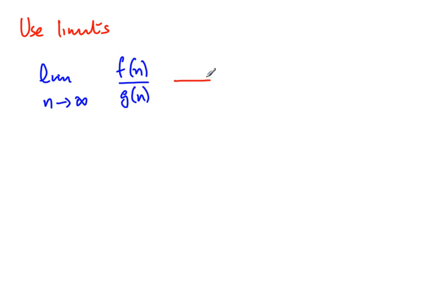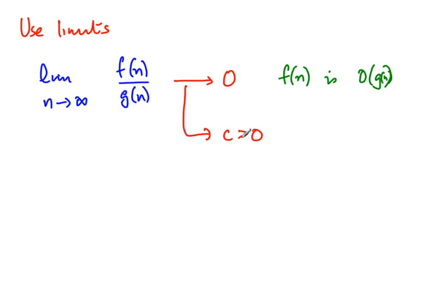If this limit goes to 0, then we can say that f of n is smaller, so we can generally say that f of n is big O of g of n. On the other hand, if this limit converges to some constant c which is bigger than 0 but is a finite constant, then they are of the same order of magnitude. So we will have that f of n is theta of g of n.